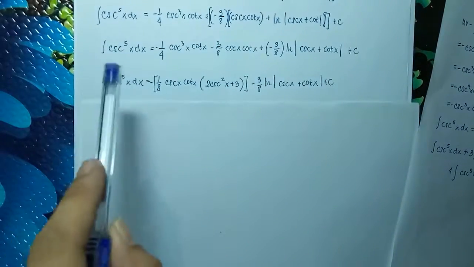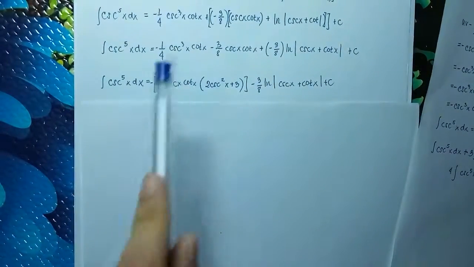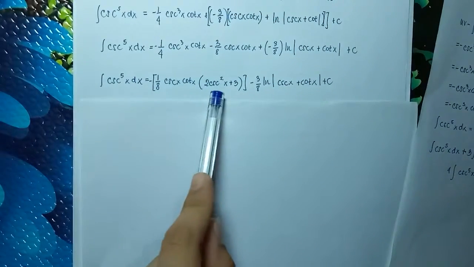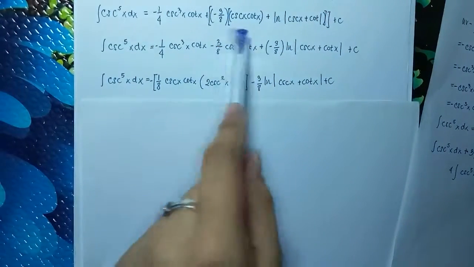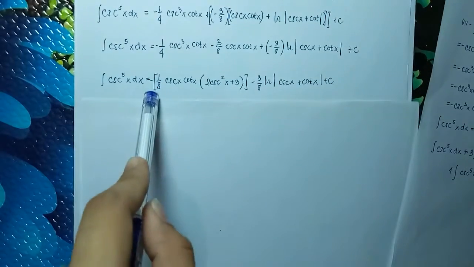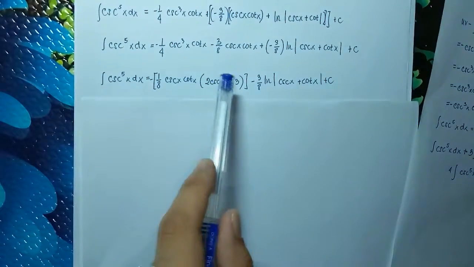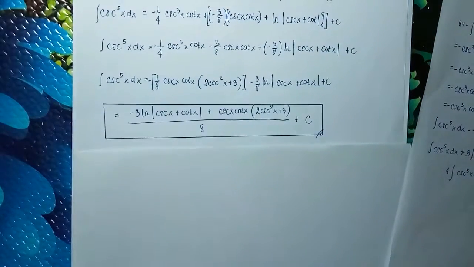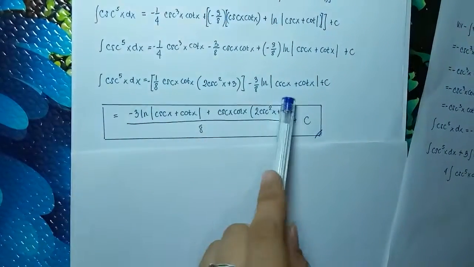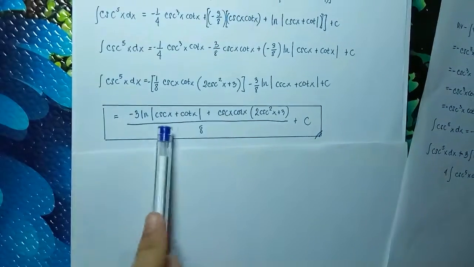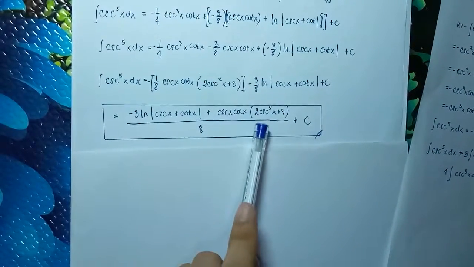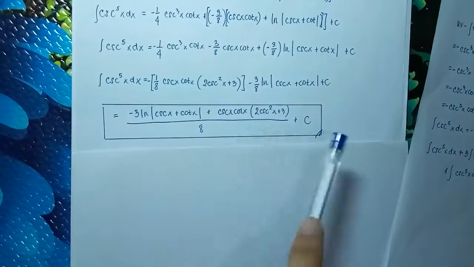So 1 over 4 cosecant cubed x cotangent x divided by 1 over 8 cosecant x cotangent x results to 2 cosecant squared x. And this term divided by 1 over 8 cosecant x cotangent x results to positive 3. And then we brought down this term. So now we have our final answer, which is negative 3 ln cosecant x plus cotangent x plus cosecant x cotangent x times 2 cosecant squared x plus 3 over 8 plus c.